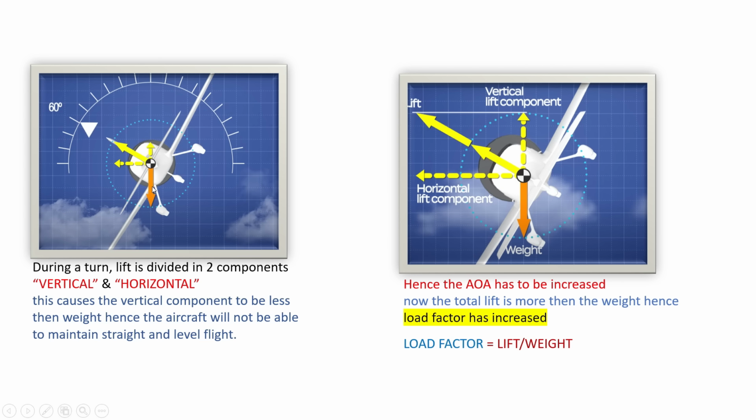How did we stop descent? By increasing the angle of attack. So in this case, we increase the angle of attack. This increased the total lift and increased the total horizontal and vertical component.